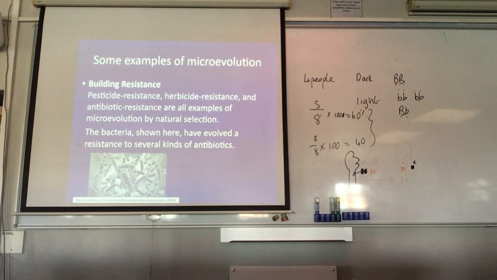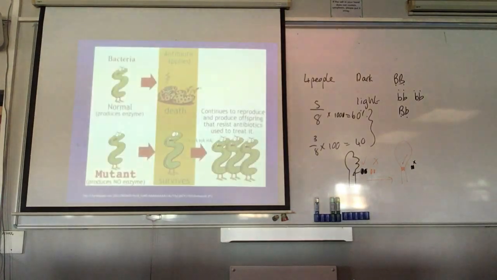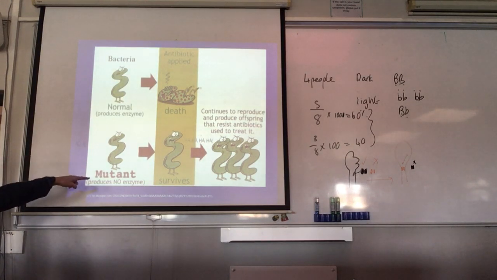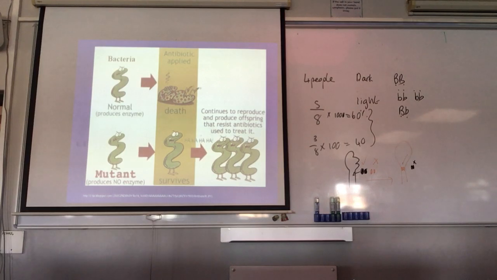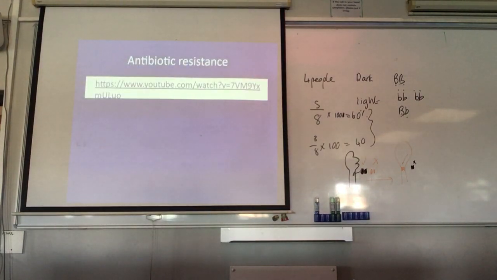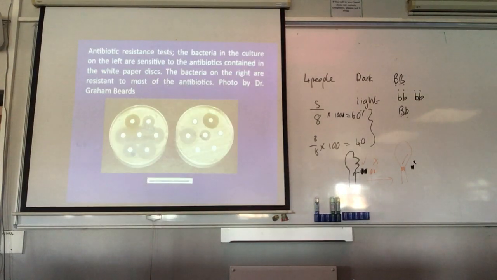Bacteria becoming resistant to antibiotics. There's a better picture here. Antibiotics kill bacteria by interfering with their enzymes or their cell walls or their cell membranes or their DNA. But if that bacterium mutates, now it's resistant to the antibiotic. The antibiotic can't kill it. Please go watch that at home. If we've got time tomorrow, I will.